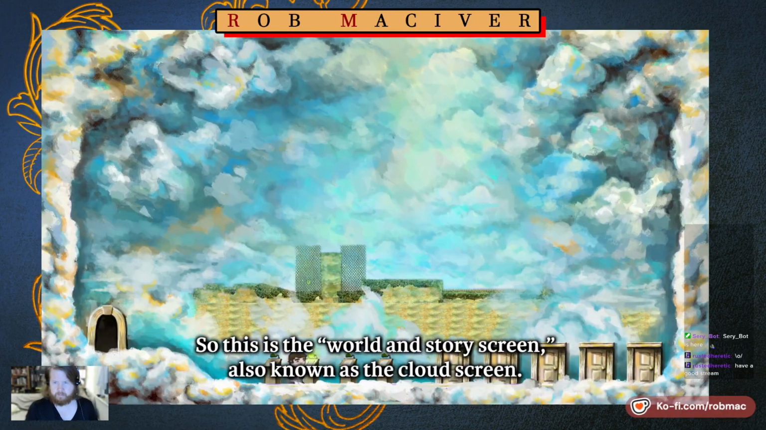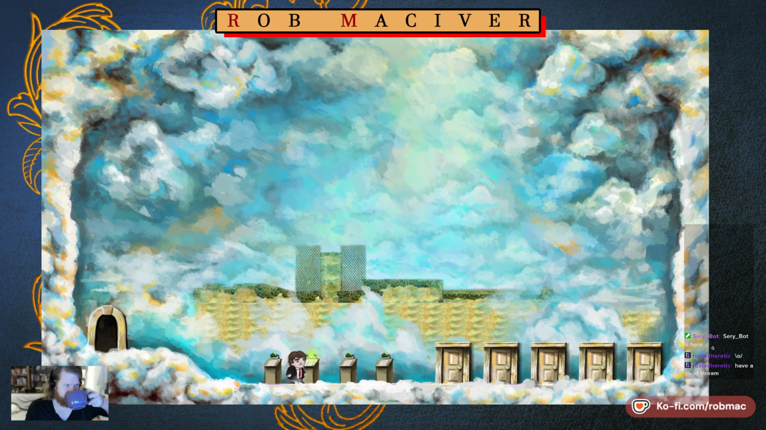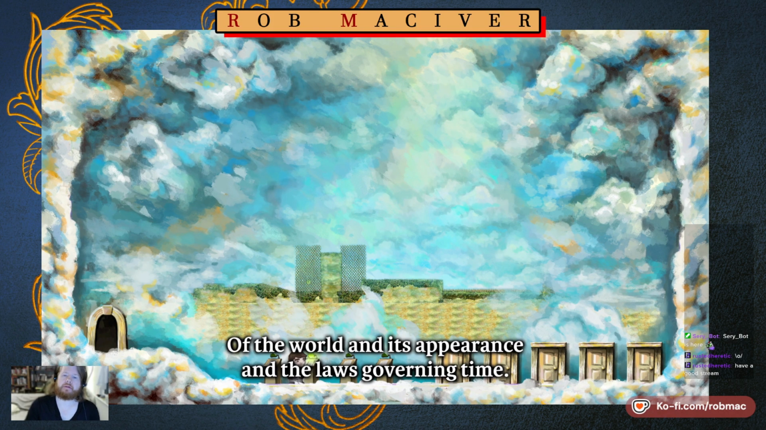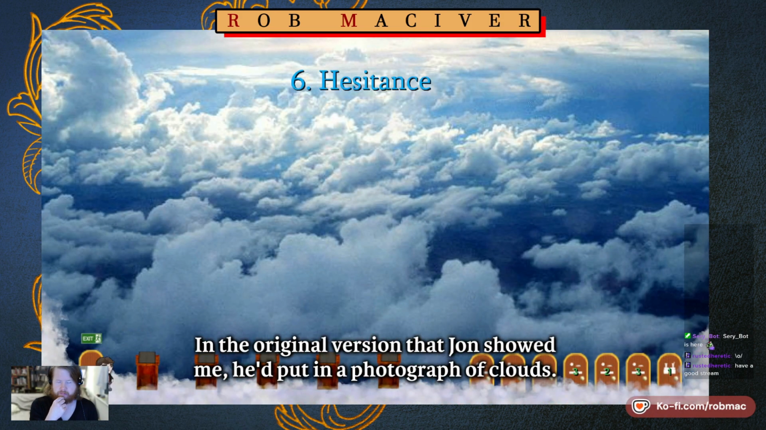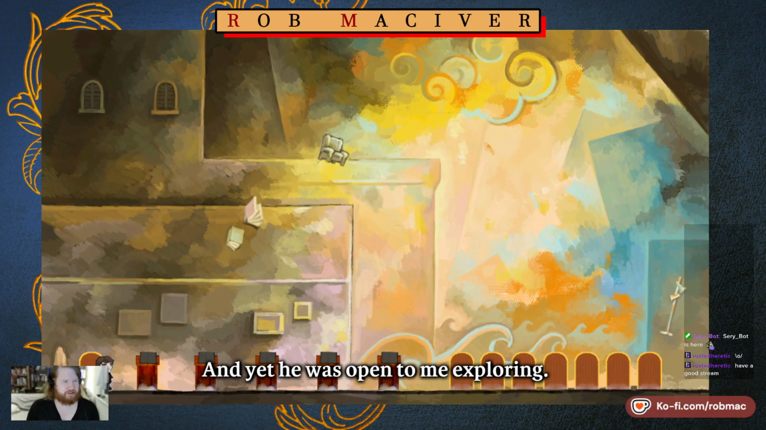So this is the world and story screen, also known as the clouds screen. It's the middle ground between Tim's house and the worlds he enters. And it's a moment of imaginative reorganization of things, of the world and its appearance and the laws governing time. In the original version that John showed me, he'd put in a photograph of clouds. Already had a good idea that he wanted clouds here. And yet he was open to me exploring.